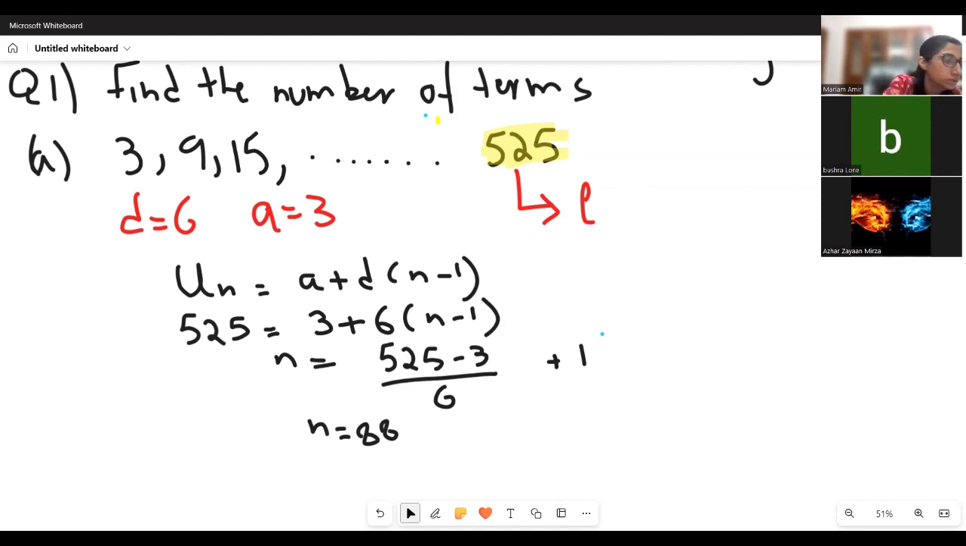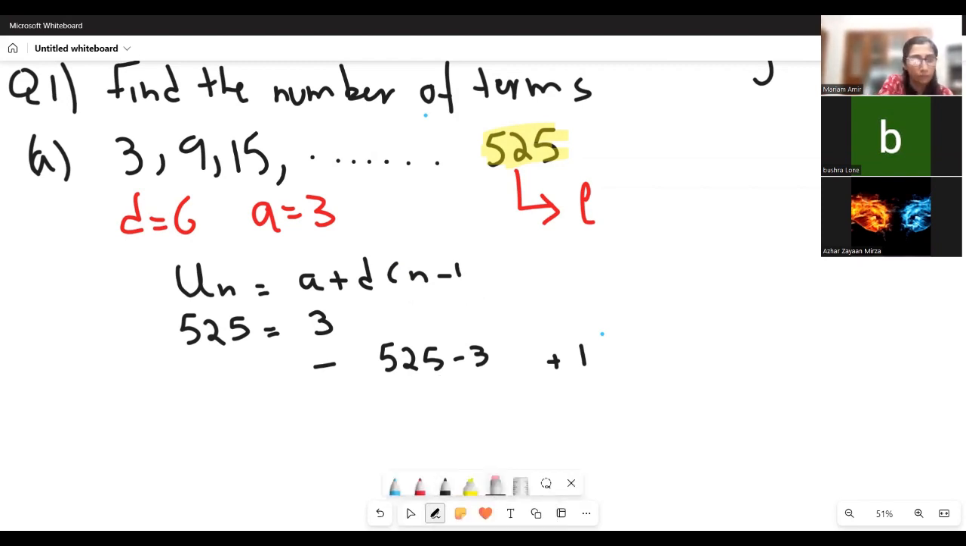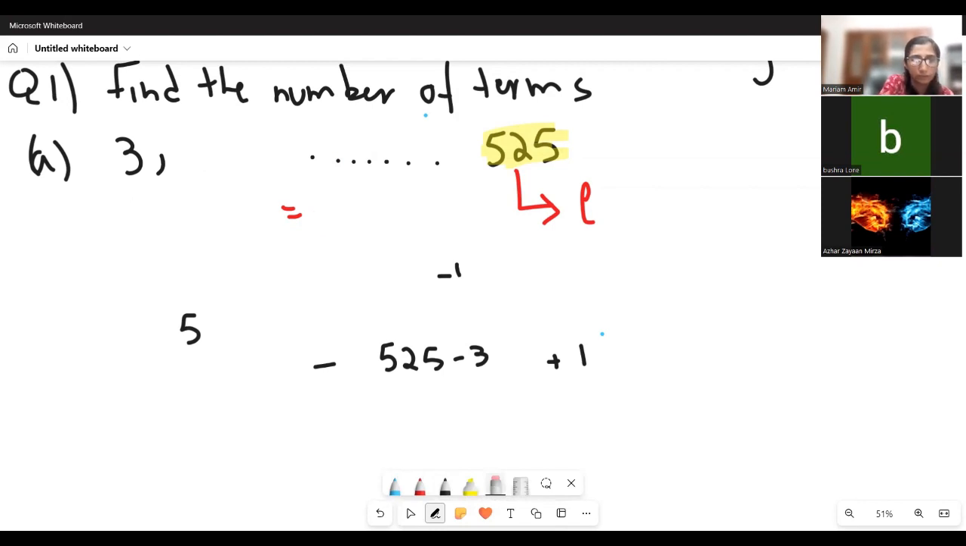Okay, now I'm changing the question. So let's find the same for another sequence.